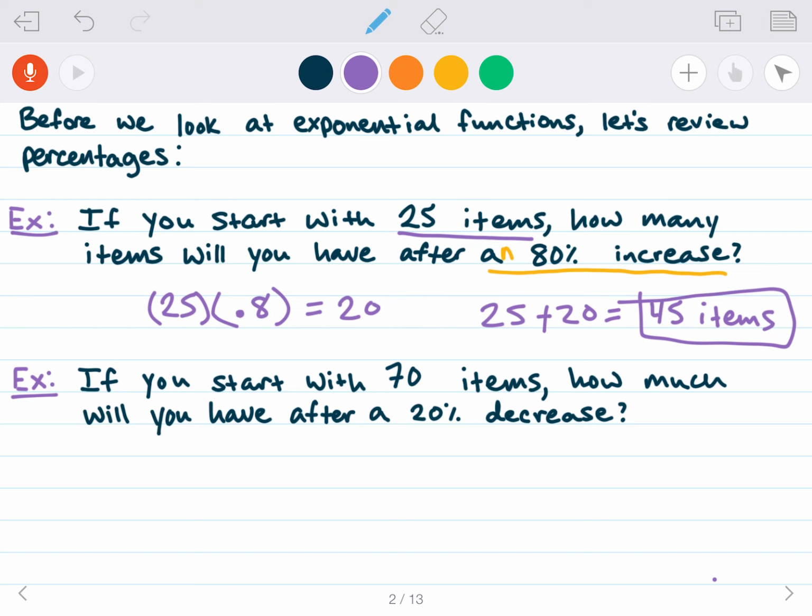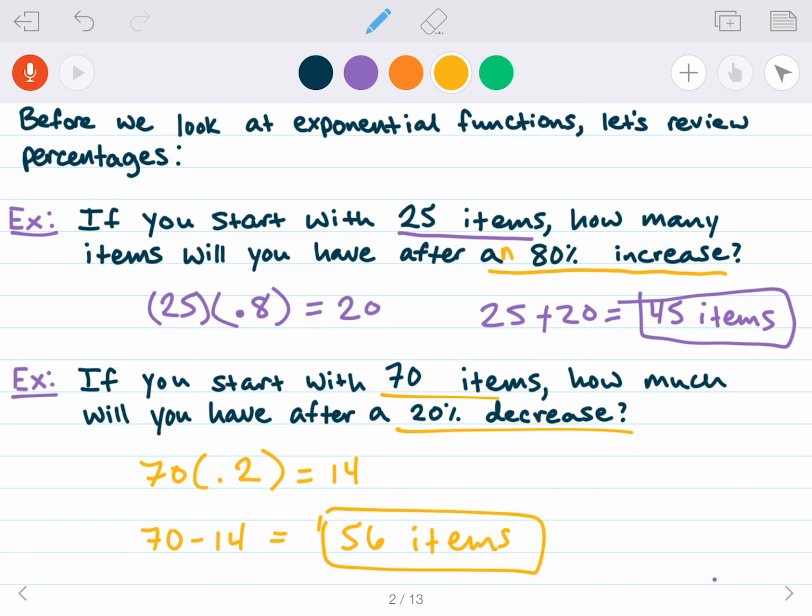All right, let's do this one right here. If we start with 70 items, how much will we have after a 20% decrease? So this time, we're going to multiply 20%, which is 0.2, by 70, and we get 14. Then we're going to take 70 and take 14 away from it, and we get 56 items. Okay, so this is just a little refresher on percentages.